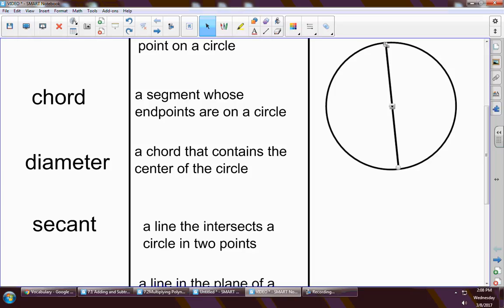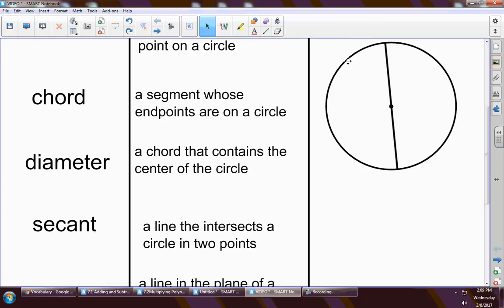A diameter is also a chord because it's got a starting point and a stopping point on a circle, on the edge of the circle. But it's a diameter because it also contains the center of the circle. And that makes it the diameter.